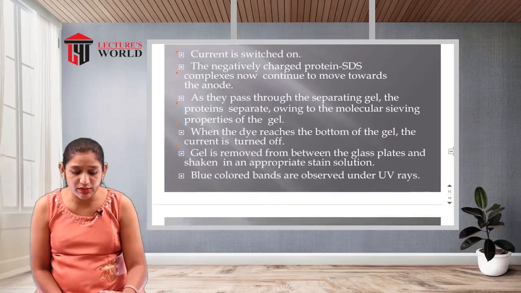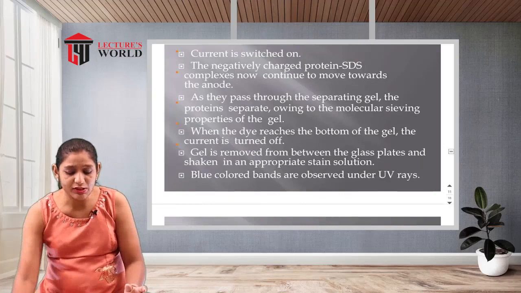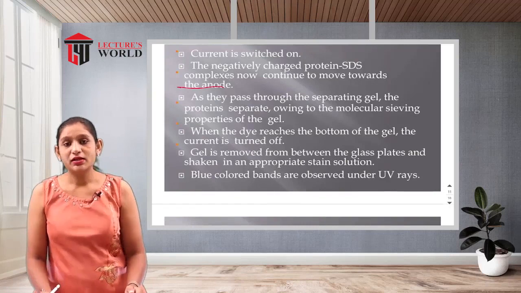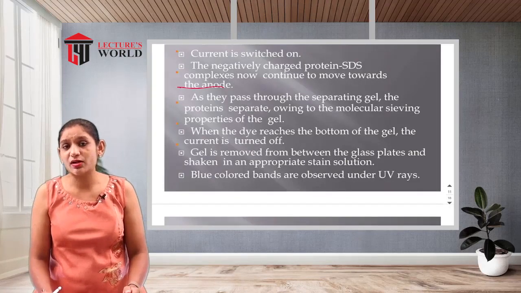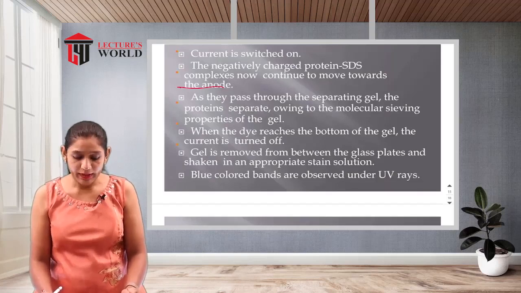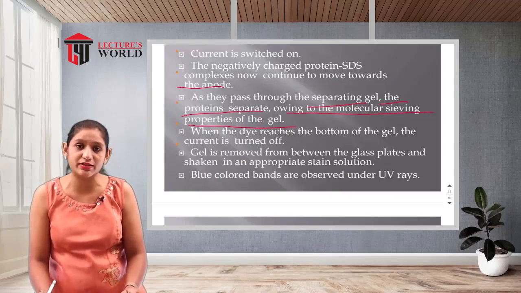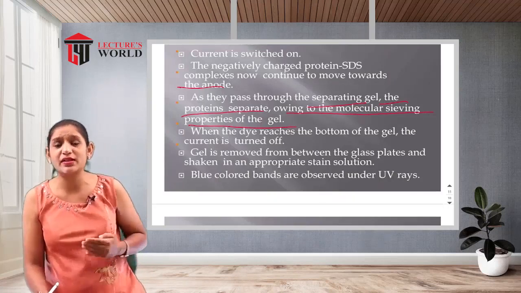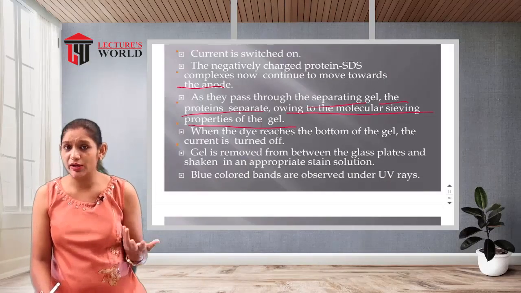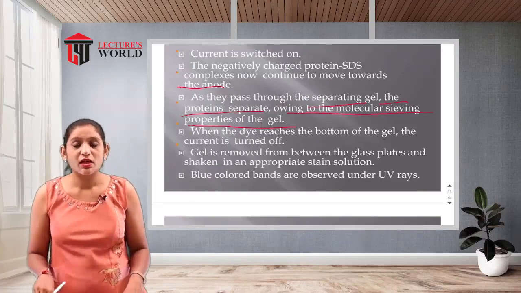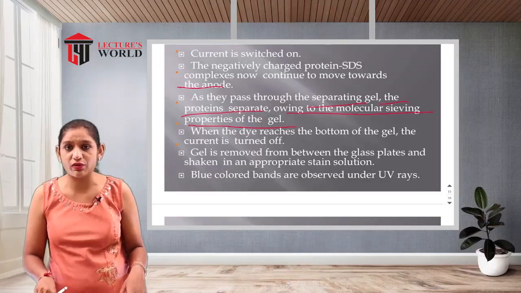The current is now switched on, and the negatively charged protein-SDS complex continues to move towards the anode. Why? Because the anode and cathode, positive and negative, are started by the electric current. They pass through the separating gel, and the proteins separate owing to the molecular sieving properties of the gel. Whatever samples we use, the separation is done by the electrophoretic current.